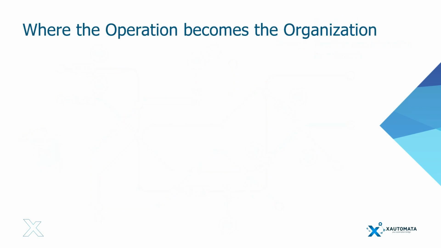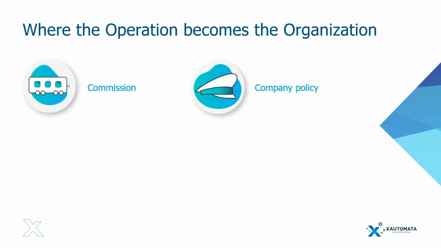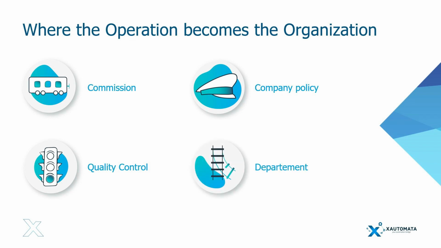While this approach can model operational processes, it may be less clear how it digitalizes organizational processes. But if we view the train as commissions, the station manager as company policy, the traffic light as quality control, and the railroad crossing as departments, it is evident this model can be applied to any organizational process.